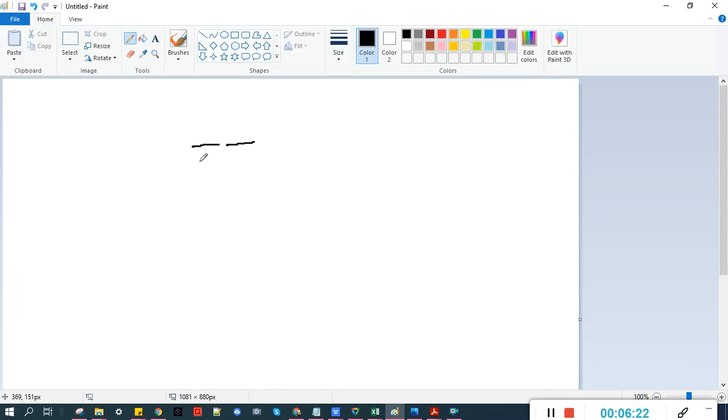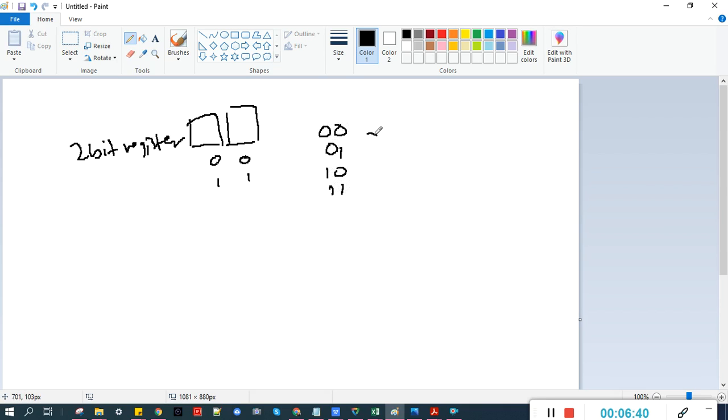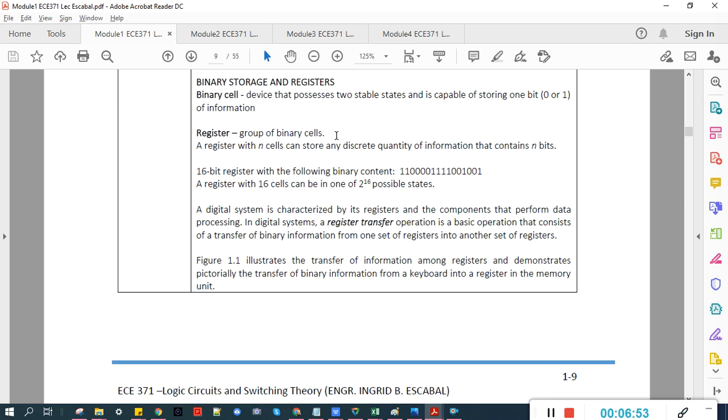We have a 2-bit register. If this is our 2-bit register, we can store here 0 and 1, 0 and 1, so the possible states are 00, 01, 10, and 11, and that is 4 possible states. Or 2 to the 2 is 2 times 2, which is 4. 4 possible states for the 2-bit register.